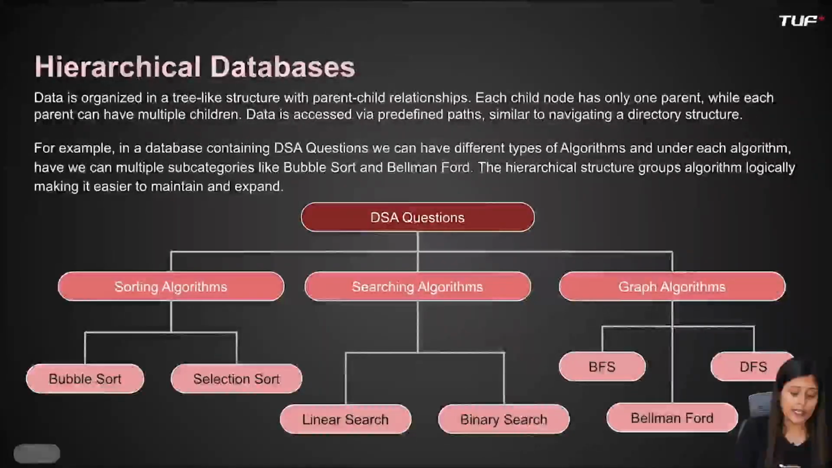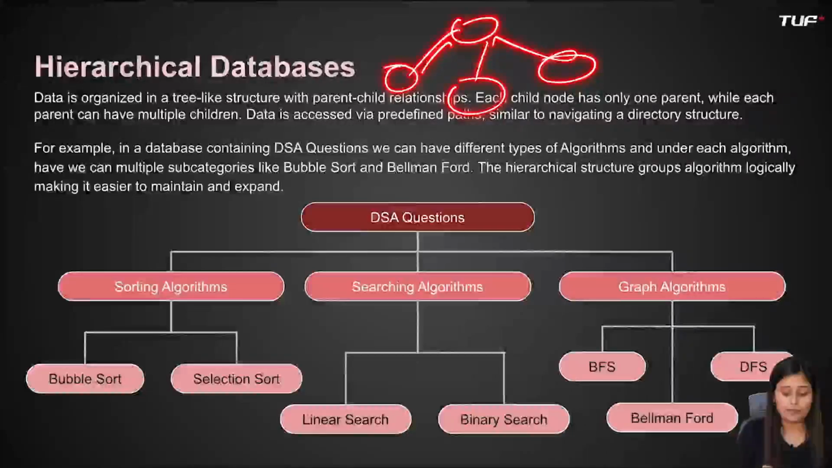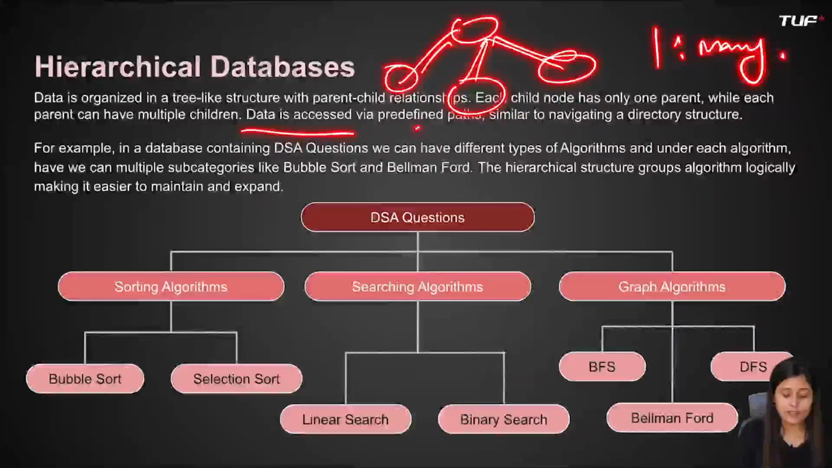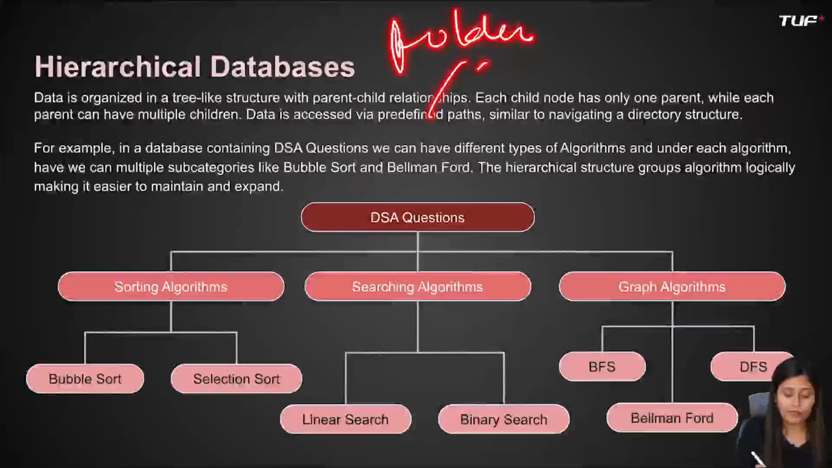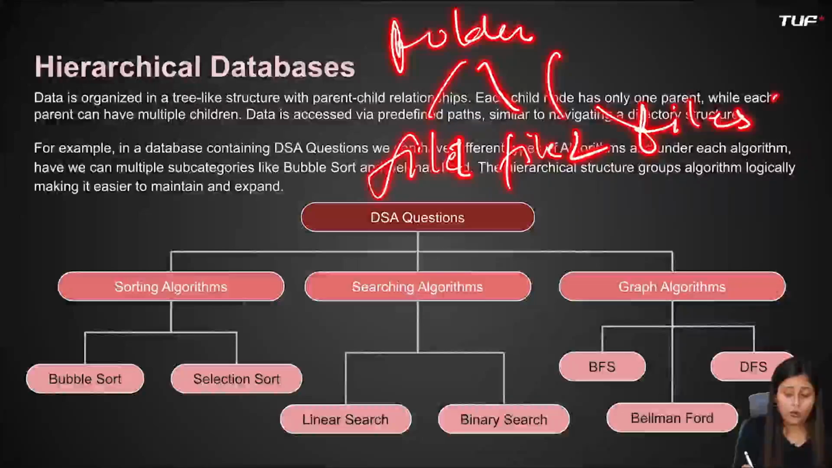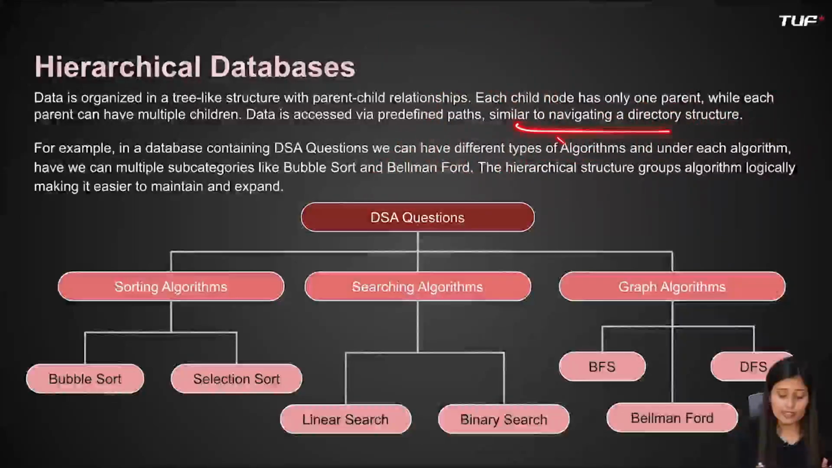Now let's move on to the hierarchical database. So we know that here we save the data in a tree format, basically a parent-child relationship, and that is a one-to-many relationship. Data is accessed via a predefined path, similar to navigating in a directory. Like how in one folder you have different files saved, right? And when you want to go to those files, like how you navigate into your directory, similarly you will be navigating here also.